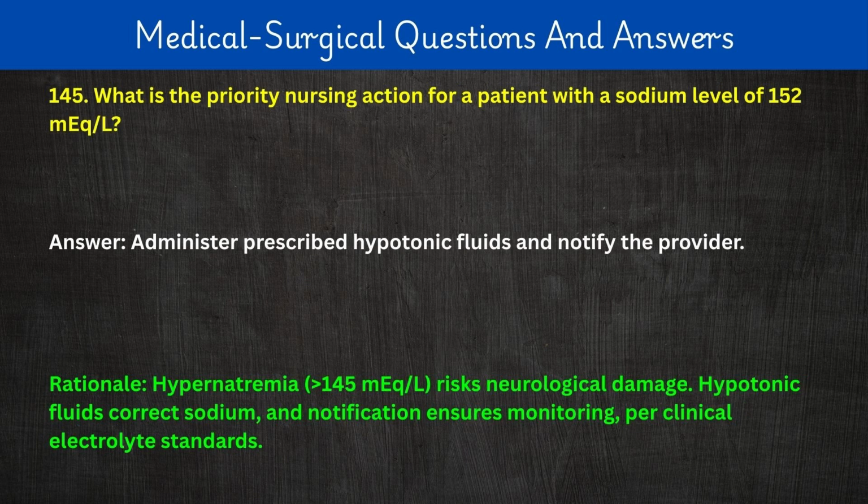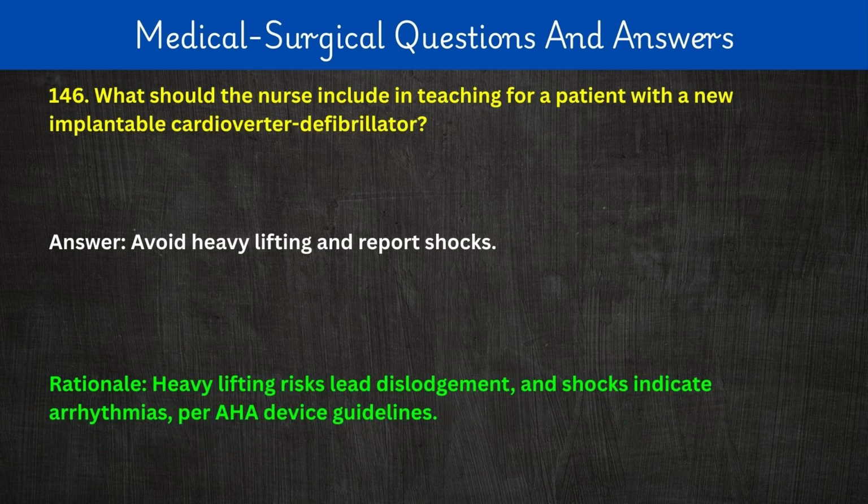145. What is the priority nursing action for a patient with a sodium level of 152 milliequivalent/L? Answer: administer prescribed hypotonic fluids and notify the provider. Rationale: hypernatremia greater than 145 milliequivalent/L risks neurological damage. Hypotonic fluids correct sodium, and notification ensures monitoring per clinical electrolyte standards.